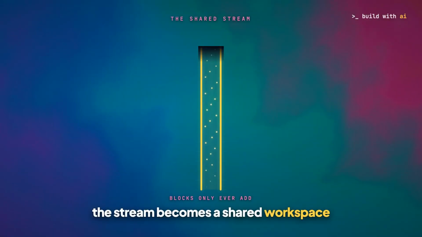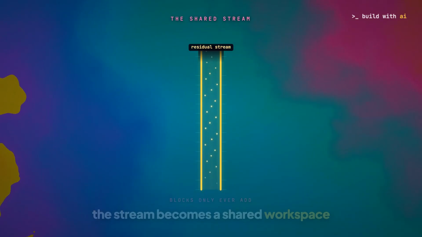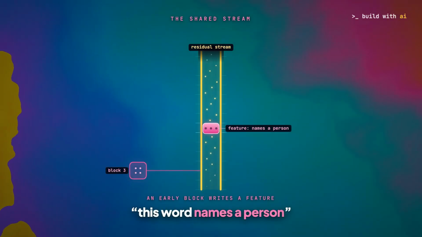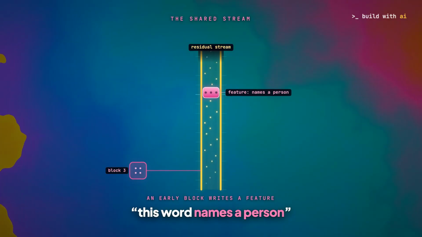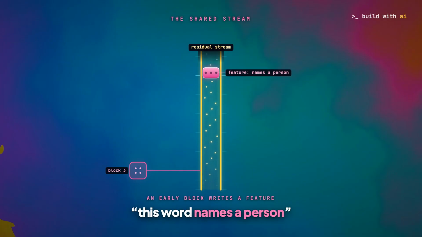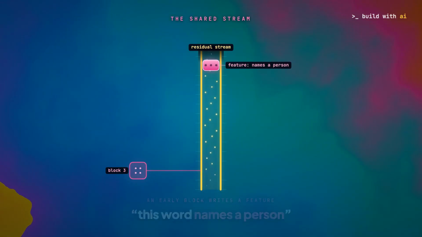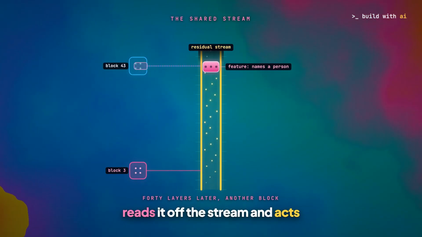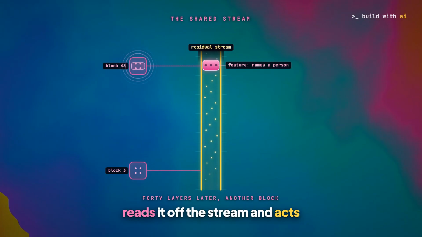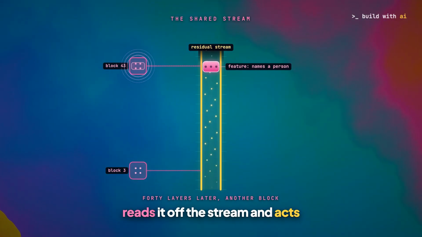Here's the part that reframes everything. Because blocks only ever add to the shared stream, the stream becomes a kind of common workspace. An early block can write a feature onto it. Say, this word names a person, and a block 40 layers later can read that straight off the highway and act on it. Researchers reverse engineering ChatGPT-style models literally trace messages being written and read along this stream.